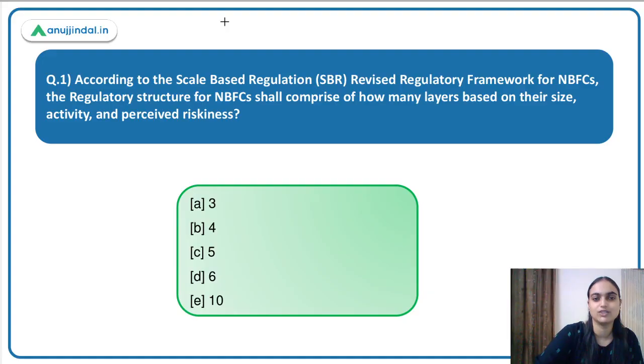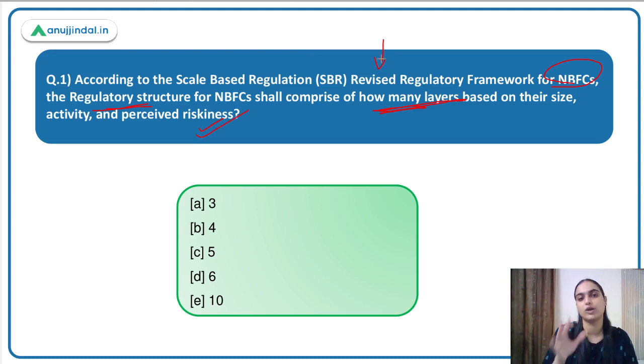Moving on to the first question, which says: according to the scale-based regulation, the revised regulatory framework for the NBFCs, the regulatory structure of NBFCs shall comprise how many layers based on their size, activity and perceived riskiness? Recently RBI has released this revised regulatory framework to regulate the NBFCs, and it categorizes the NBFCs into certain layers. So how many layers have the NBFCs been classified into based on their size, activity and risk level?